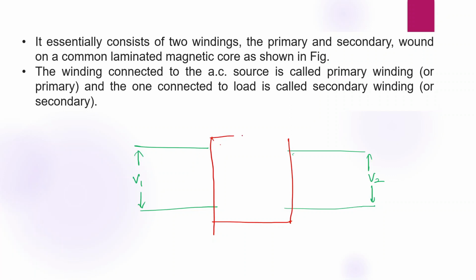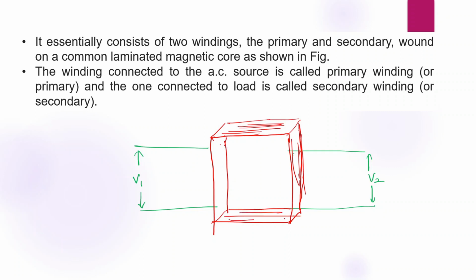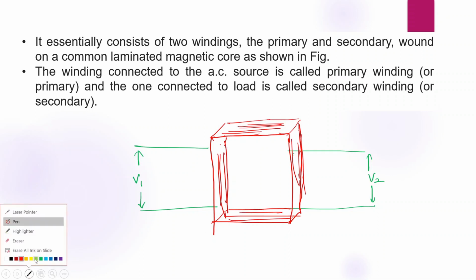Okay, so this red color one is a transformer core. It will be made of some CRGO steel material like this. We will see the entire discussion about transformer construction. Okay, so here this is a transformer.